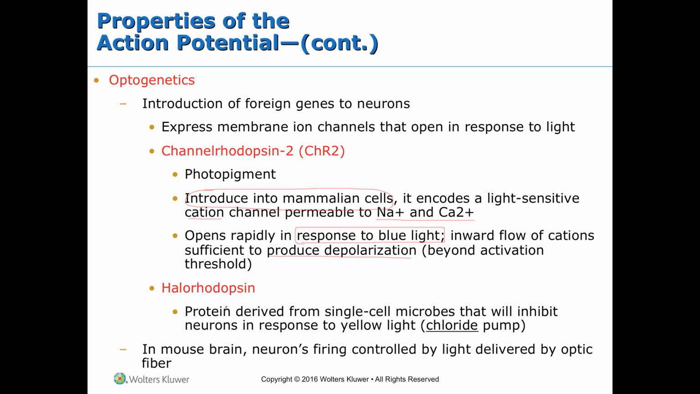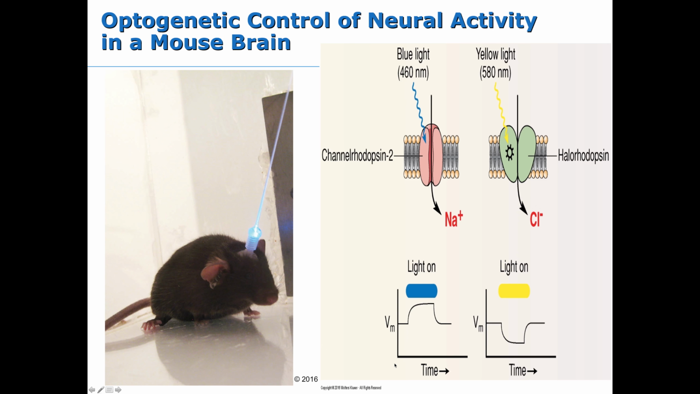Opposite of channelrhodopsin is halorhodopsin, which is a protein derived from single-cell microbes that will lead to an inhibition of neurons in response to yellow light. And this is due to the fact that there's an opening in a chloride pump. So in a mouse brain, neuron firing is controlled by light delivered through an optic fiber.